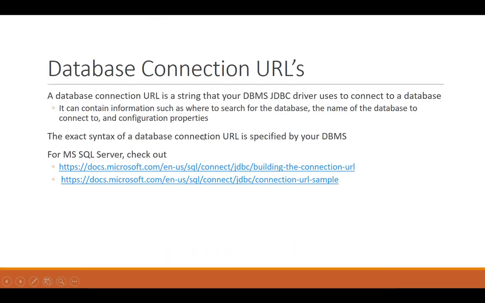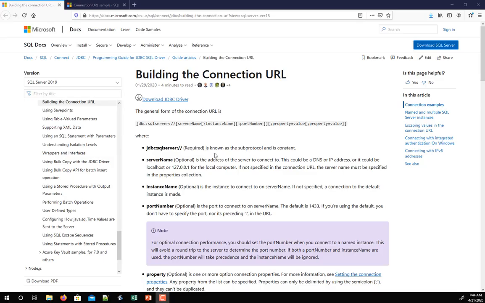So the exact syntax is going to be specific to your database management system. If you're using MySQL, the syntax will be different. If you're using Oracle, the syntax will be different. If you're using Postgres, it'll be different. SQLite, and so on. You get the idea. For Microsoft SQL Server, since that's what the example code I've got will work with, here are 2 URLs that will provide example descriptions of building connection URL. And then they've got several samples of the connection URLs. So here we look at those 2 pages and explain.